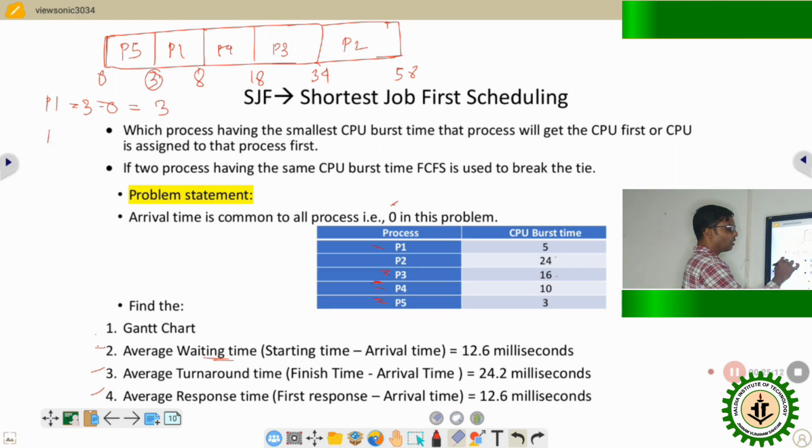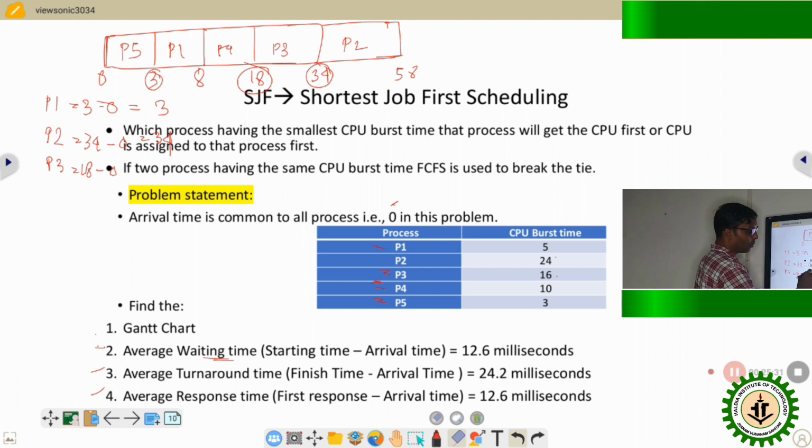So it is 3. For process P2, starting time is 34 minus 0. So it is 34. For process P3, starting time is 18 minus 0. So it is 18. For process P4, starting time is 8 minus 0, 8.